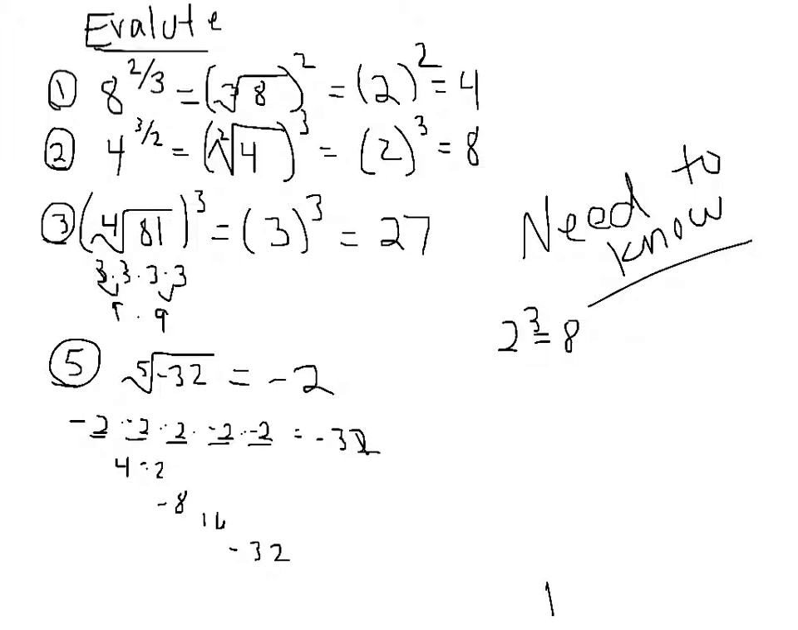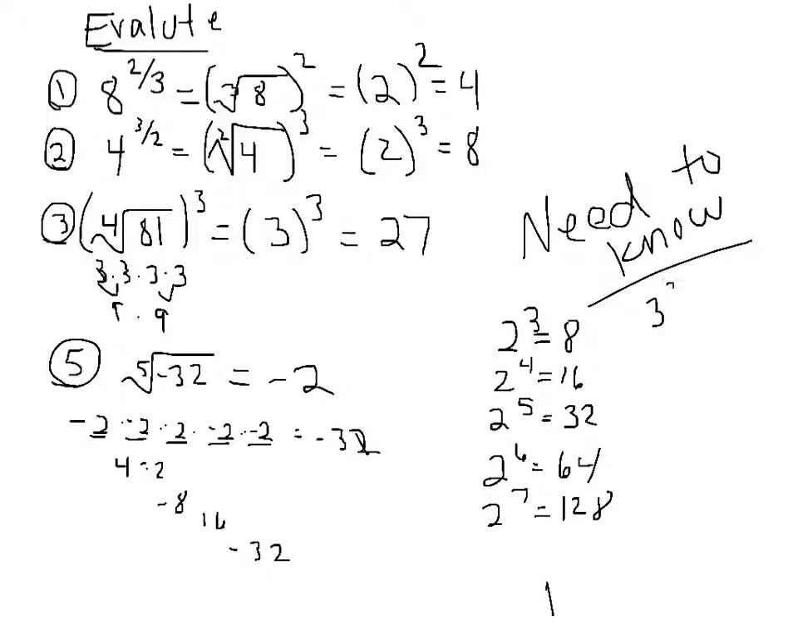You need to know those, but these are the ones above squared. So 2 to the 3rd is 8, 2 to the 4th is 16, 2 to the 5th is 32, 2 to the 6th is 64, and 2 to the 7th is 128. You have to have all of those powers of 2 memorized or be able to come up with them fairly quickly. The other ones you need to know is that 3 cubed is 27, 3 to the 4th is 81, and 3 to the 5th is 243.